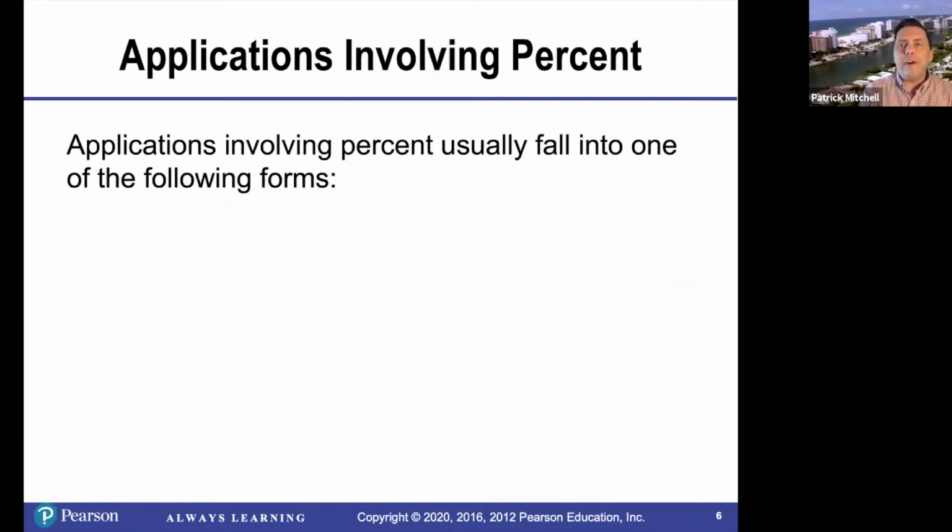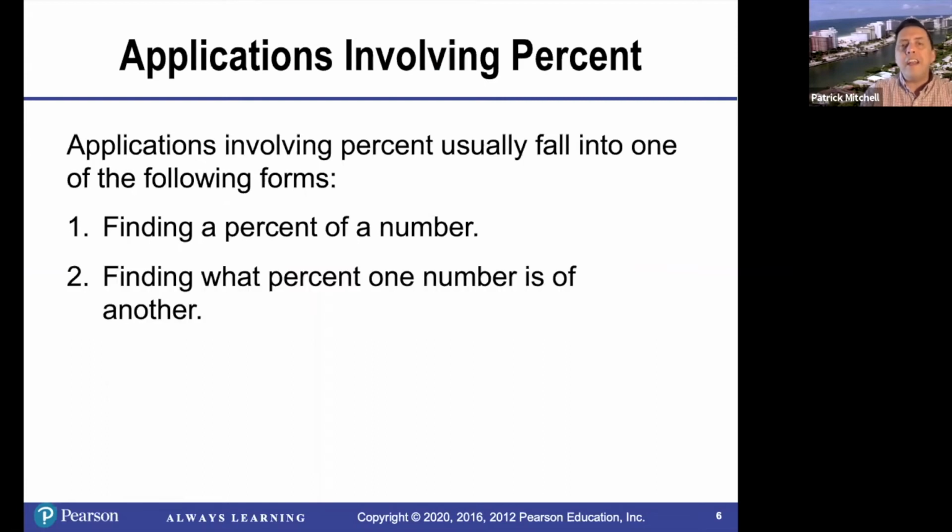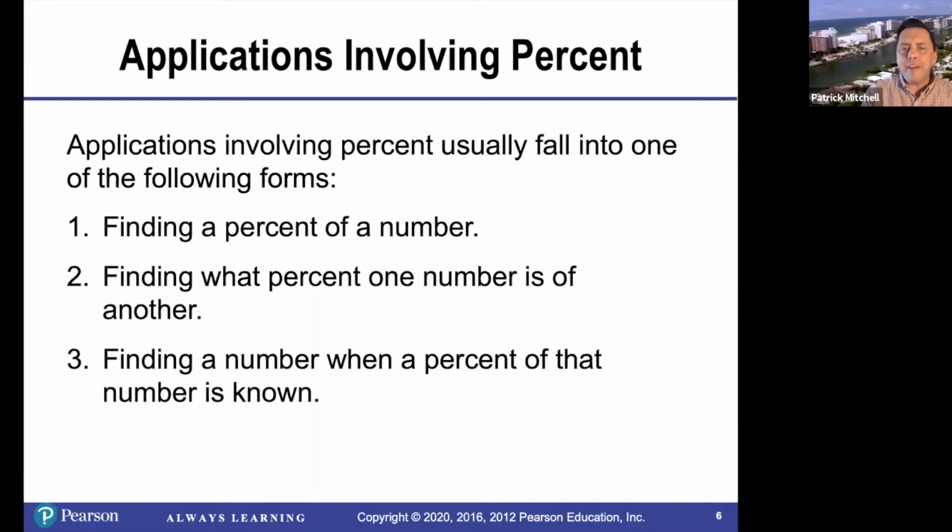Applications involving percent usually fall into one of the following forms: finding a percent of a number, finding what percent one number is of another, or finding a number when a percent of that number is known. So basically there are 3 pieces to a percent statement, and those pieces are the percent, the base, which is the number that we're taking a percent of, and the amount, which is the amount that's left when you take the percentage of your base. So what you're seeing in these 3 different problems is first unknown percent. No, I'm sorry. The first one is unknown amount. The second one is unknown percent. And the third one is unknown base.